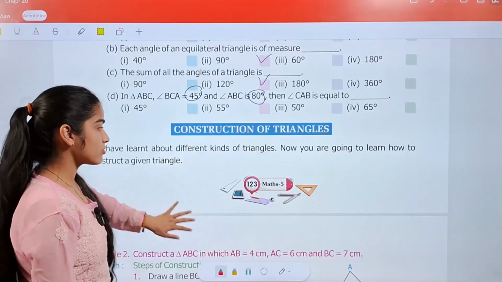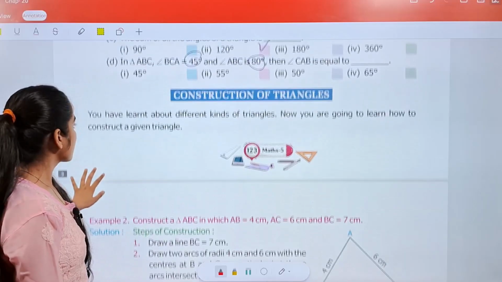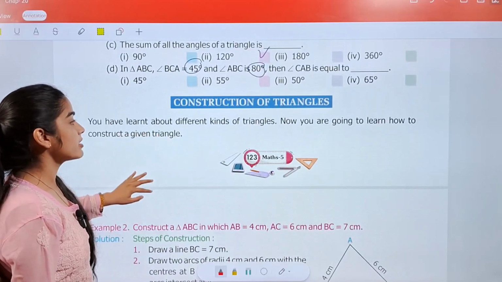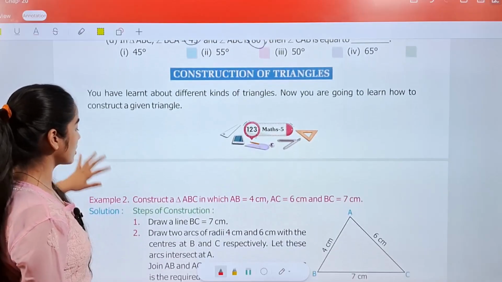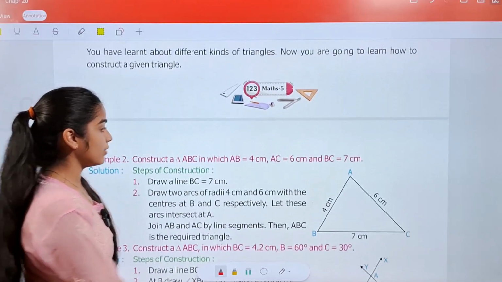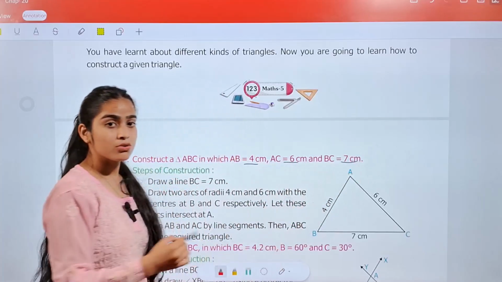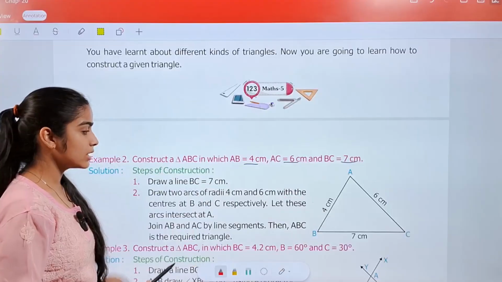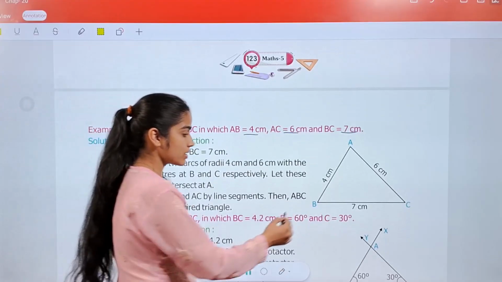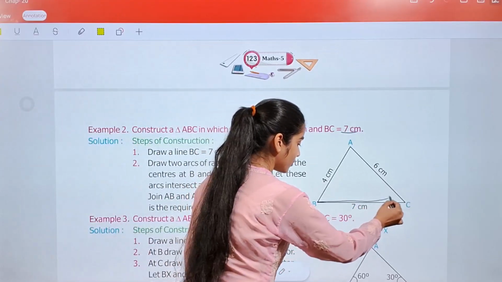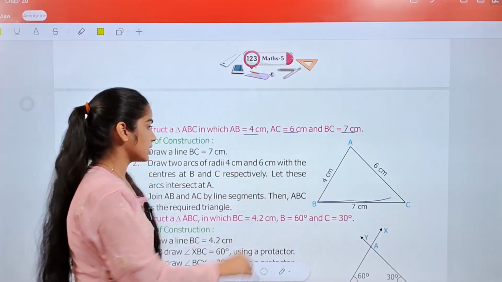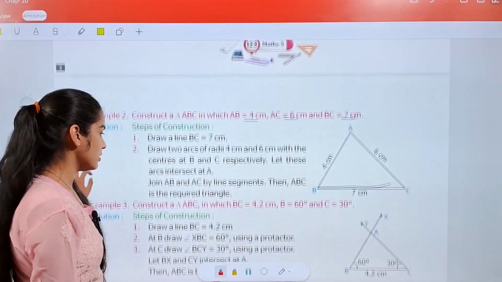Construction of a triangle. So how can we construct a triangle? You have learned about different kinds of triangles. Now we are going to learn how to construct a given triangle. In this we have three sides, 4 centimeter, 6 centimeter, 7 centimeter. So it belongs to which category? It belongs to scalene triangle. First you have to draw 7 centimeter. Okay, then 4 centimeter, 6 centimeter. So very easy, with the help of your ruler you can make it.